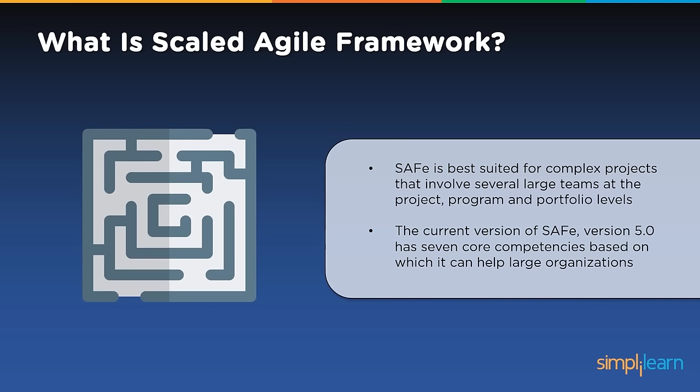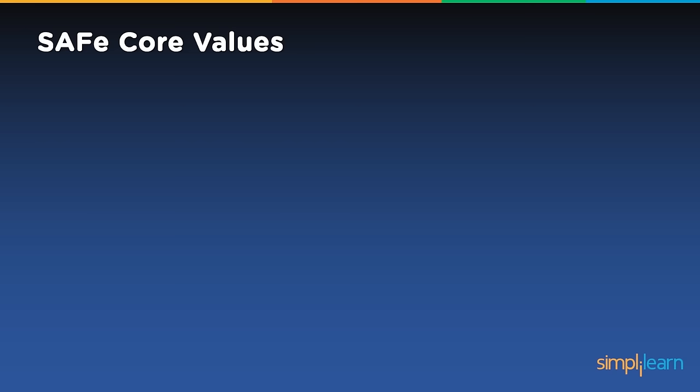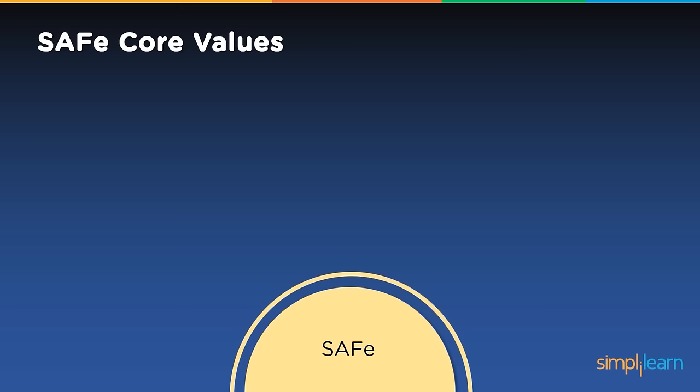The current version of SAFe is version 5, which has 7 core competencies based on which it can help organizations, the large organization in specific. So SAFe has certain core values, which are basically alignment, built-in quality, transparency, and program execution.